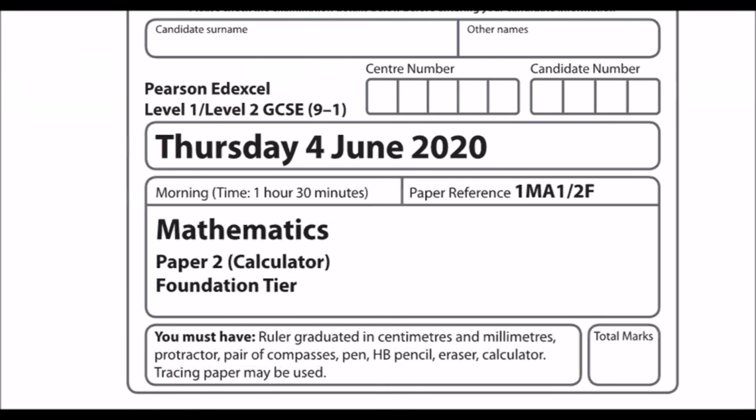This is the foundation tier, paper 2 calculator paper from 2020. So originally it was supposed to take place in June 2020, but it actually took place in November.